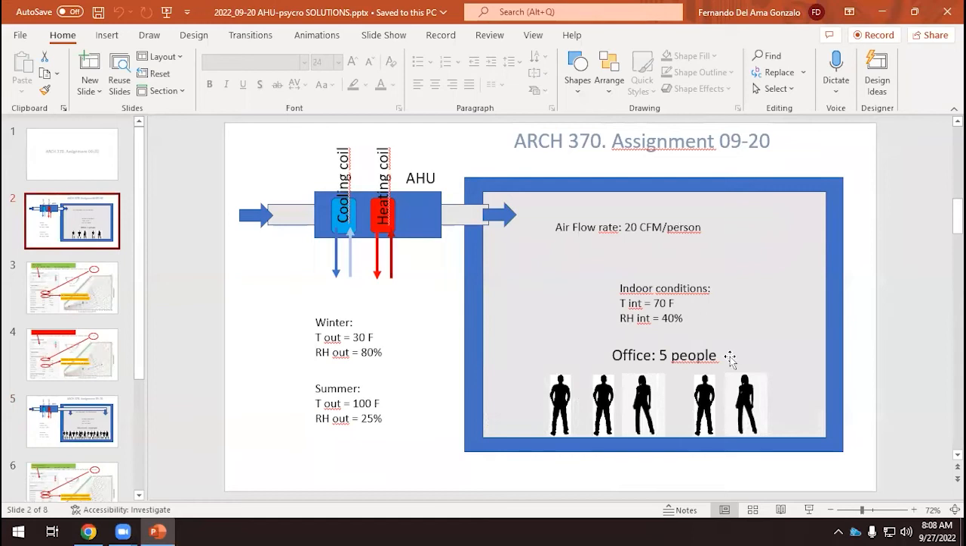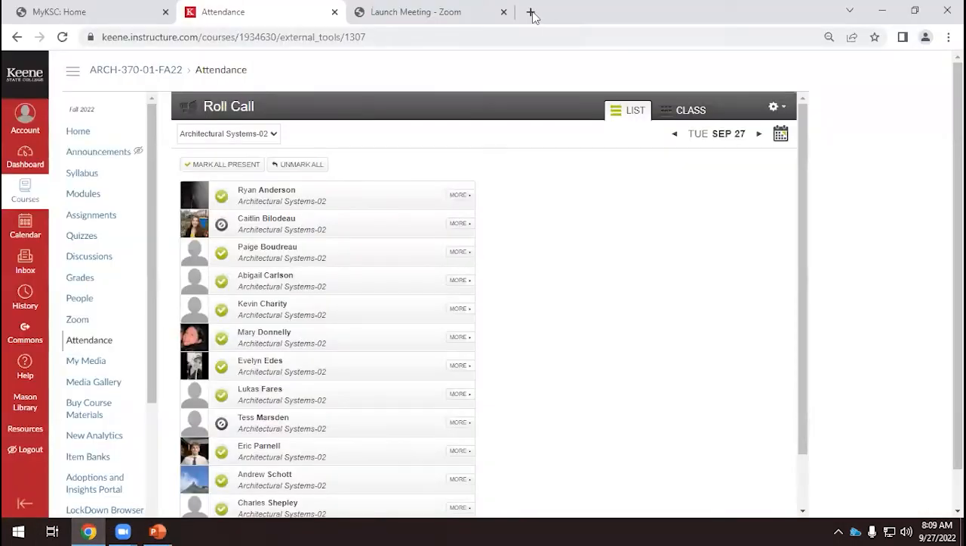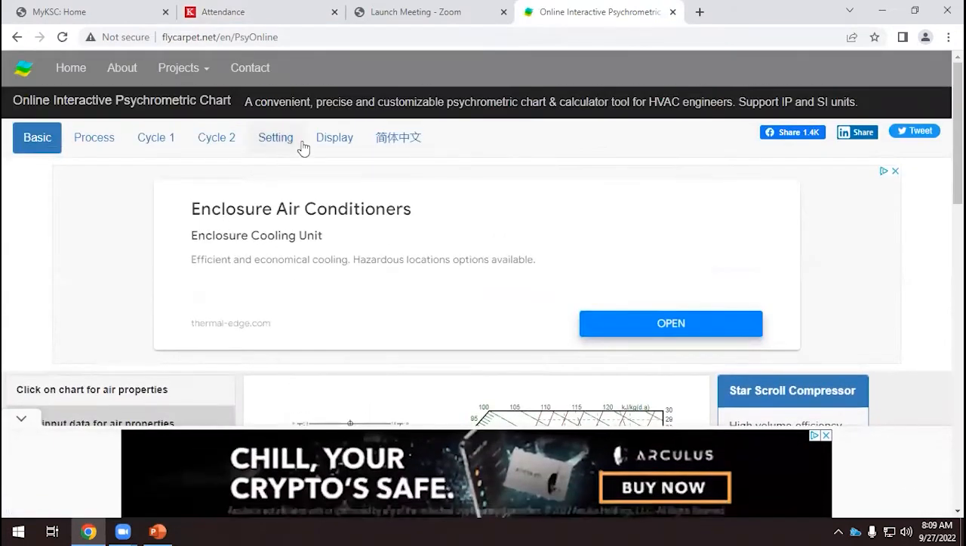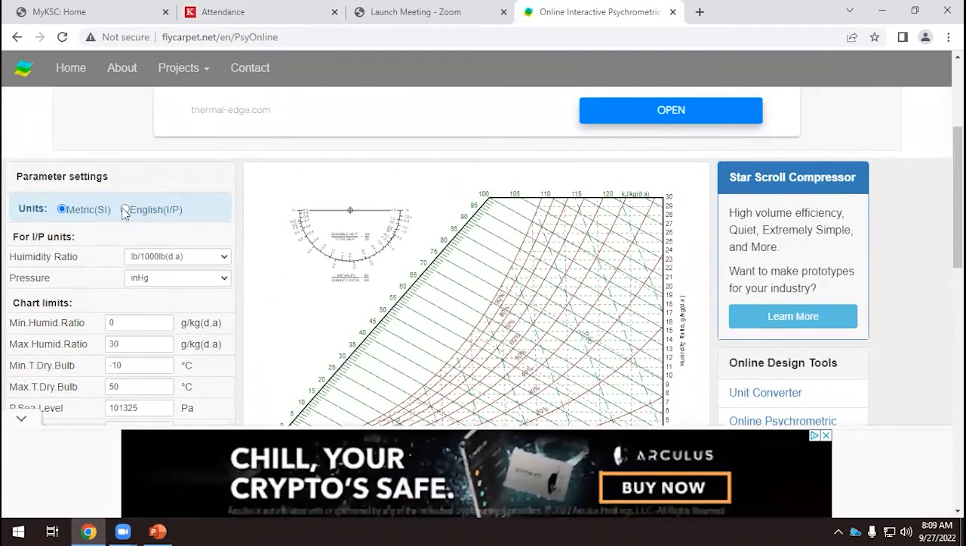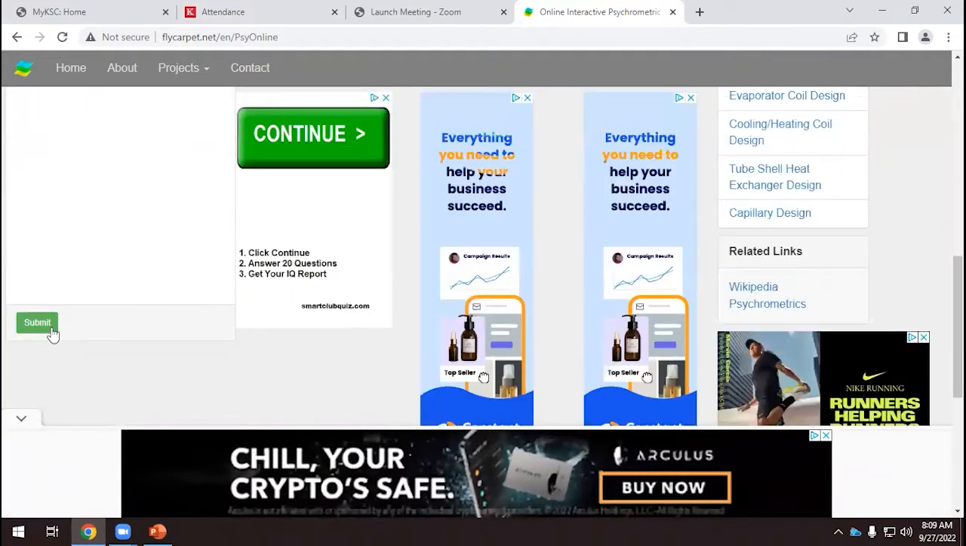Then we have to do this in summer and winter. Interior conditions are always the same. The airflow rate is 20 CFM per person. We have 5 people, so the CFM times 5 will be 100 CFM. Now, if we want to introduce this data into the psychrometric chart, first we have to go to settings: English units, reset input, submit.